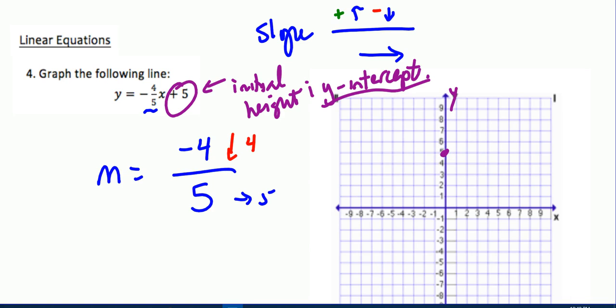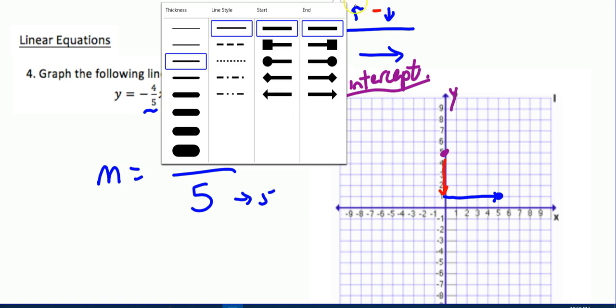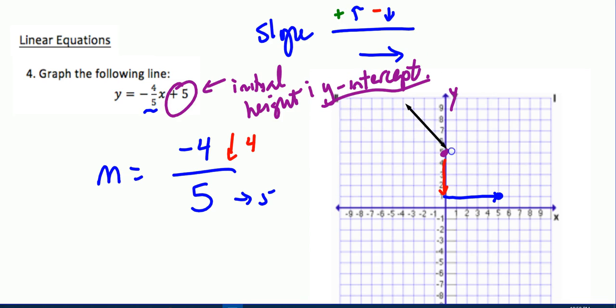So I'm going to start off my graph right here. And then as I said, I'm going to go down 4 from that initial value. 1, 2, 3, 4. So I went down 4. And now I'm going to go to the right 5. 1, 2, 3, 4, 5. Okay. And then I can make a line between those 2 points. Let's just make a line. I'm just going to change it to make it look a little bit more exact.